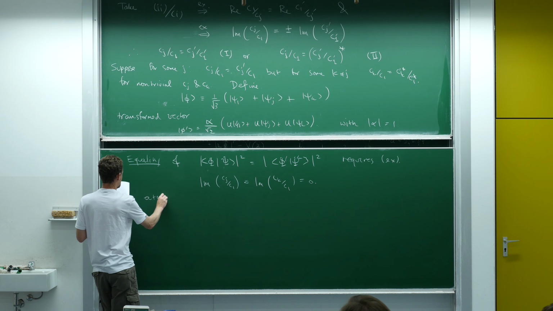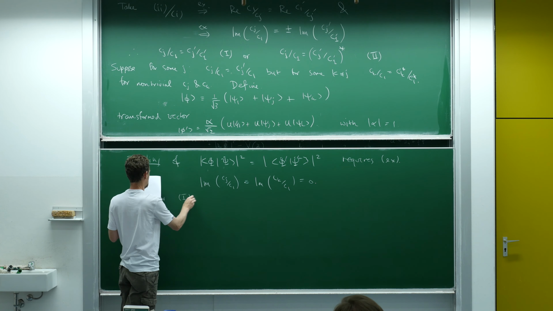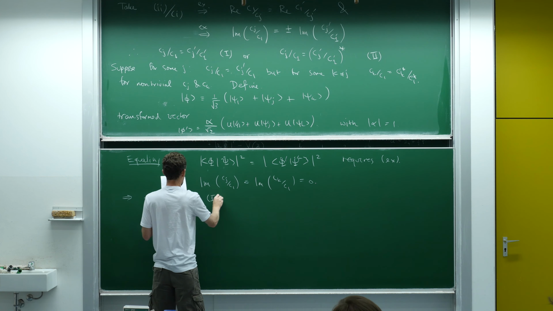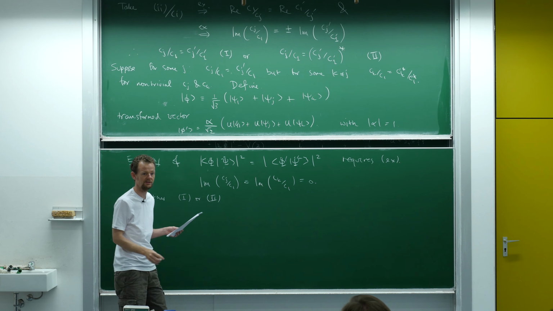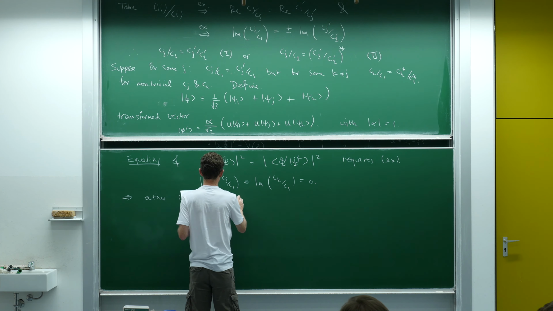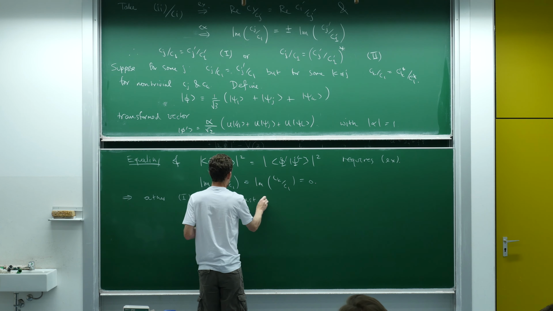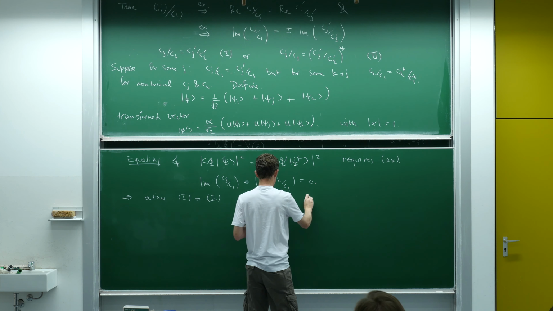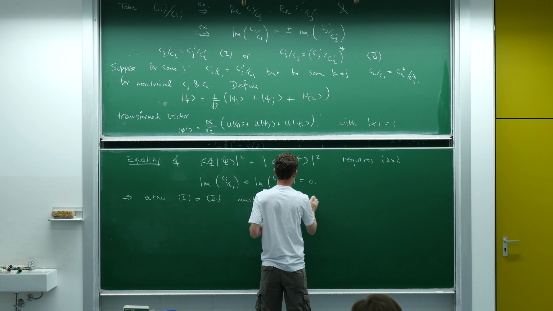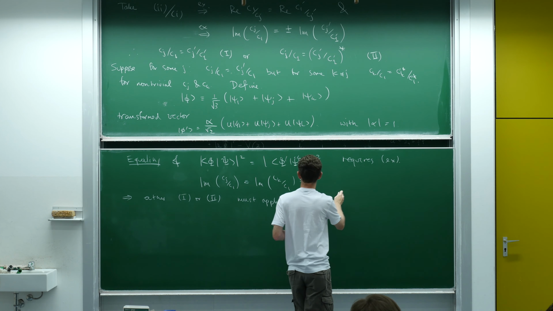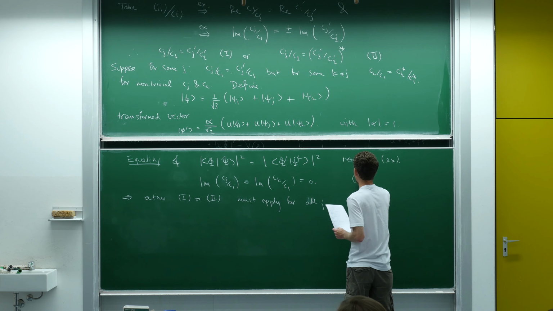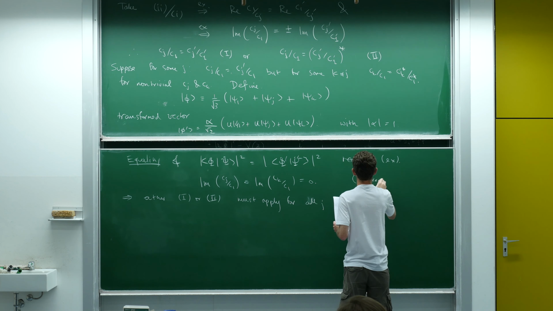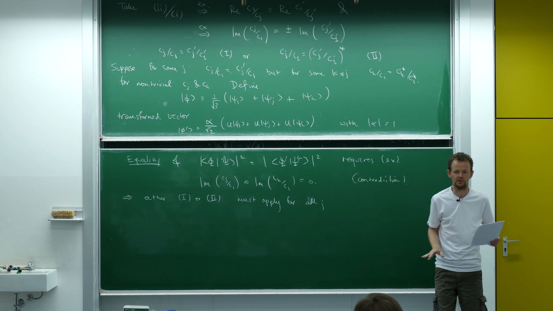And there's our contradiction. So either one or two must hold for all pairs J and K. That's where the contradiction lies.